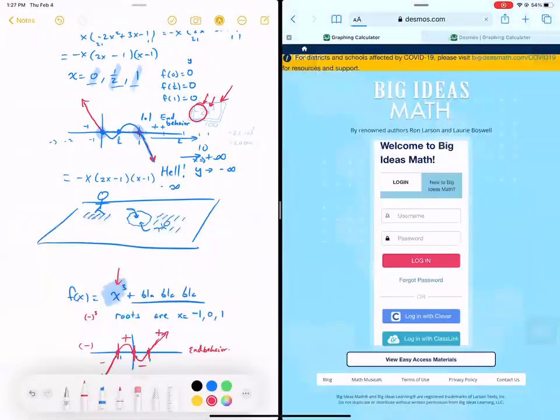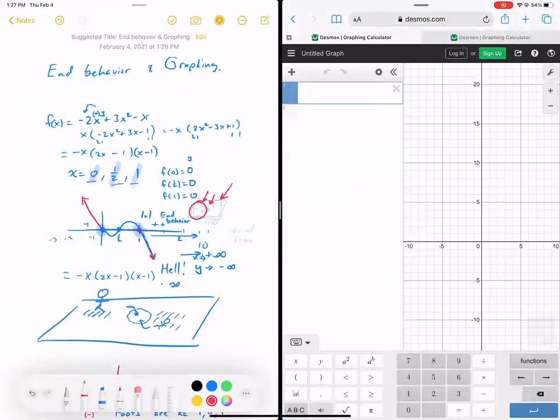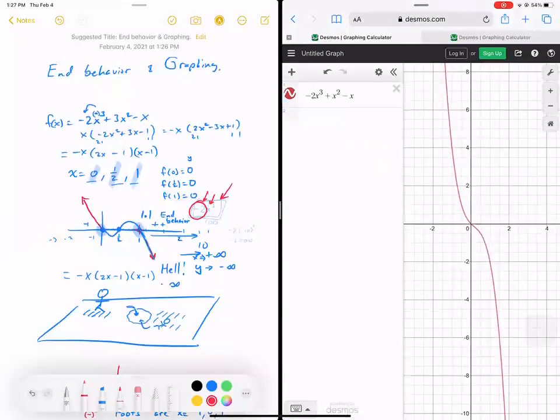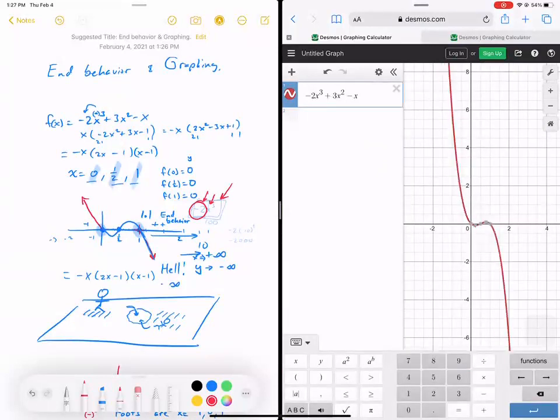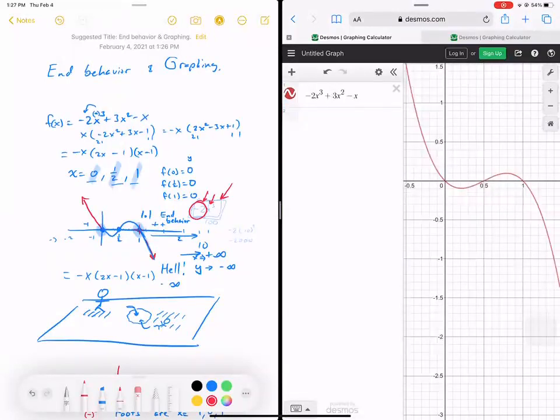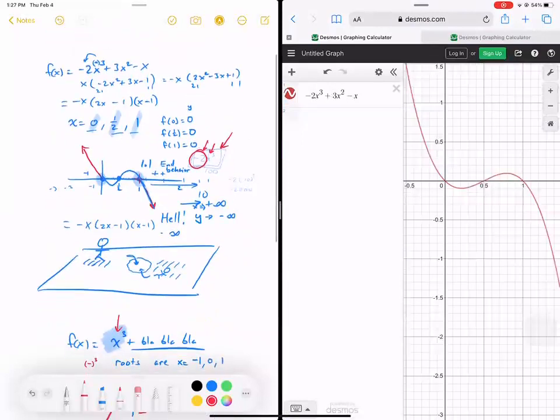Desmos right here. Now I'm going to go ahead and graph this graph. I'm going to say new, negative 2x cubed plus 3x squared minus x. Oops, I lost a 3. Now, if you take a look at their graph and take a look at my graph, pretty darn the same thing, right? You guys know what I'm saying? Pretty darn good.